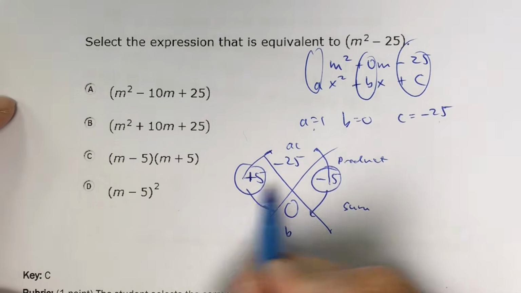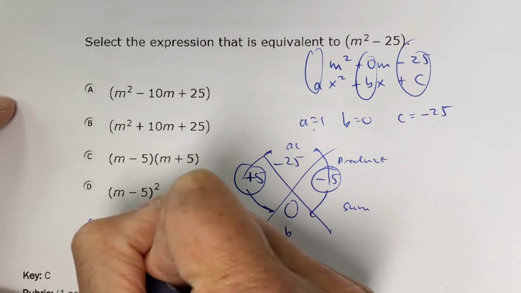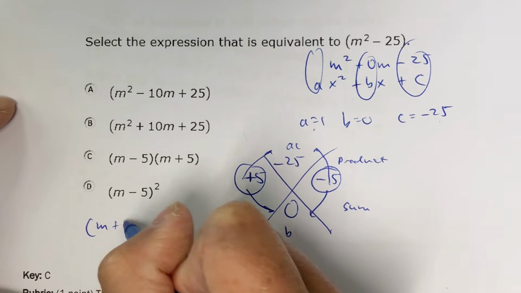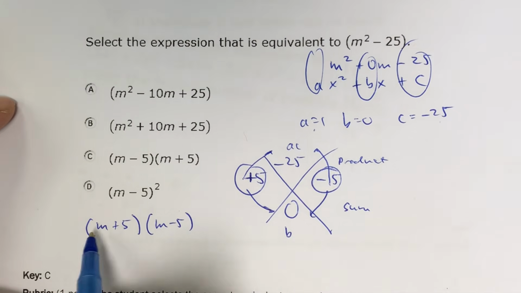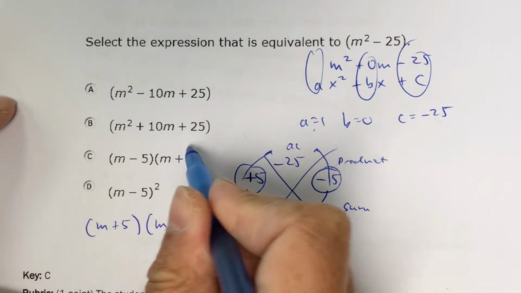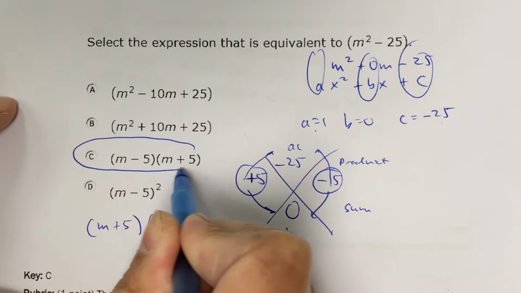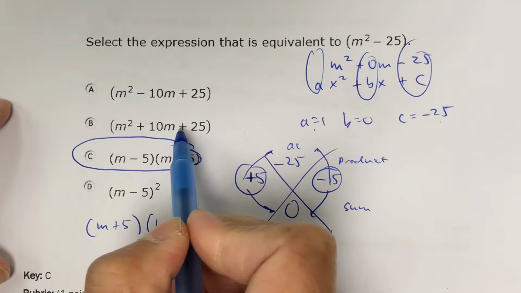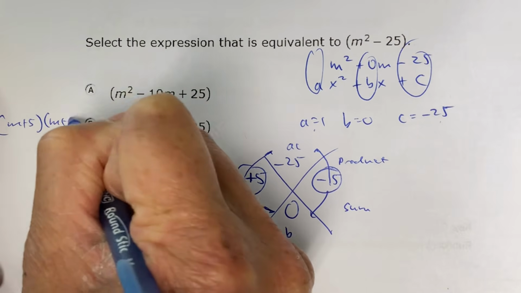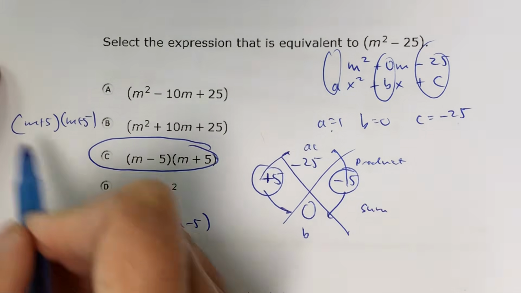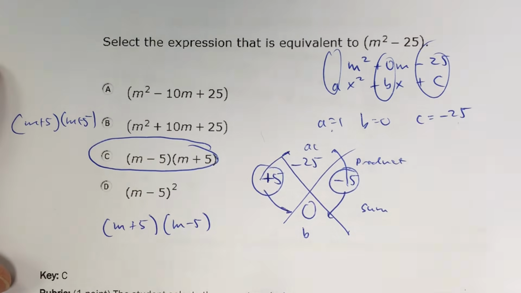If I take those two numbers and put them into my m's here, m plus 5 and m minus 5. Remember, the order doesn't matter here for multiplication, so your answer is going to be C. The reason why B is incorrect is this would actually be m plus 5, m plus 5. And remember, you can always check your answer by using FOIL or the box method.